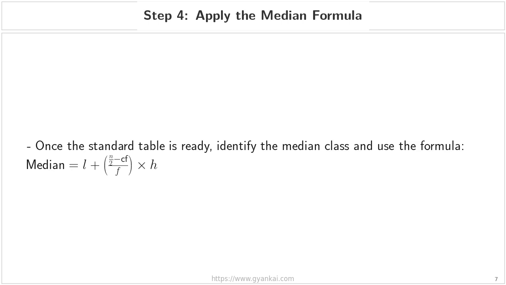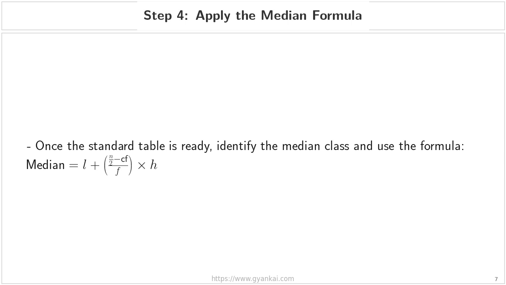Step 4. Apply the median formula. Now that we have gone through the steps of converting our less than data into a standard frequency table, we reach the final and most crucial step: applying the median formula. Once your standard table is fully prepared, your first task is to identify the median class. This is the specific interval where the middle value of your data resides. Once you have located that class, you will plug your values into this formula.